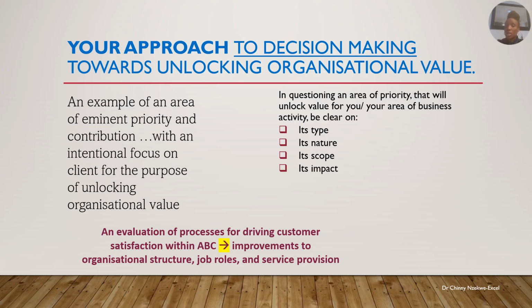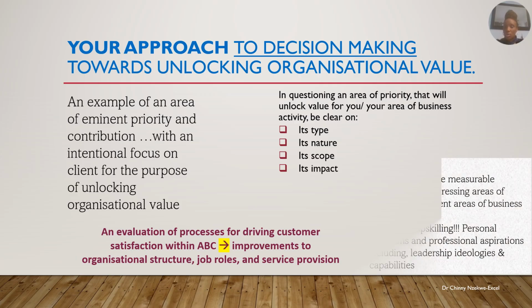So, if we address that area of driving customer satisfaction, that is a priority area, the impact or the success criteria is that it will have a direct positive knock-on effect on the organizational structure, on the job roles, and the service provision. Okay, so you see what I've done. I've identified an area of priority and I've linked that to the values of the organization in terms of areas of improvement, and I've identified three areas of improvement: organizational structure, job values, and service provision.